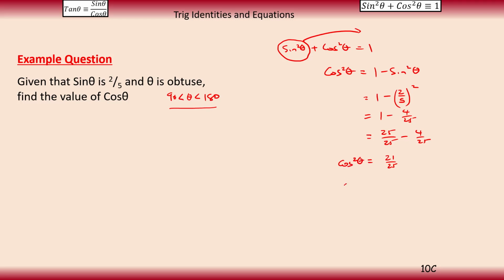I want cos theta. So that's going to be plus or minus the square root of 21 over 25. That's the same thing as plus or minus the square root of 21 over 5, because the square root of 25 is 5. Which one is it? Is it the positive or the negative value? Because I've got two here.